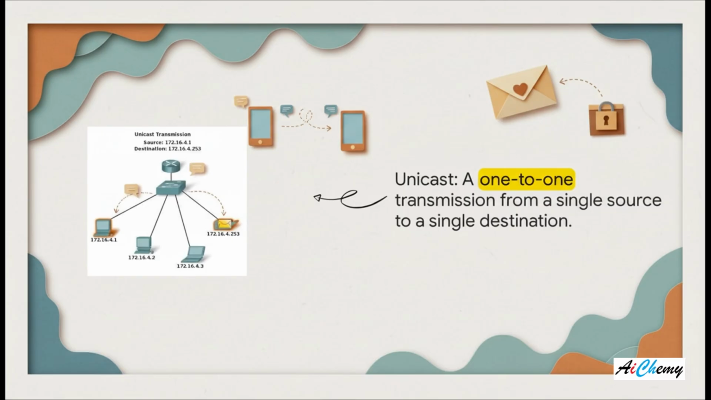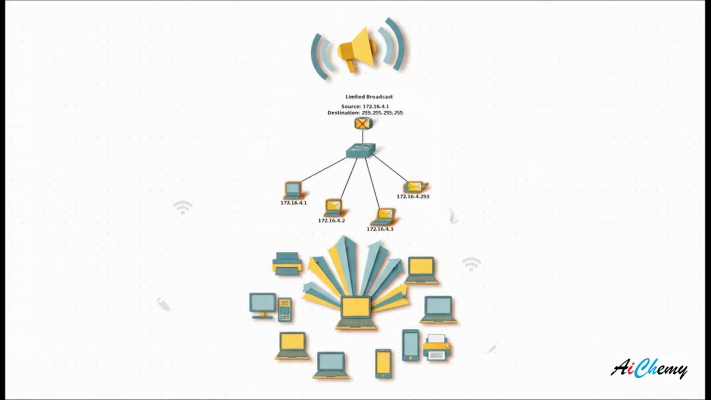The most common method by far is unicast. This is a direct one-to-one conversation. Think of it just like sending a private text message from your phone to one specific friend. The data is addressed from a single source to a single destination. Simple.